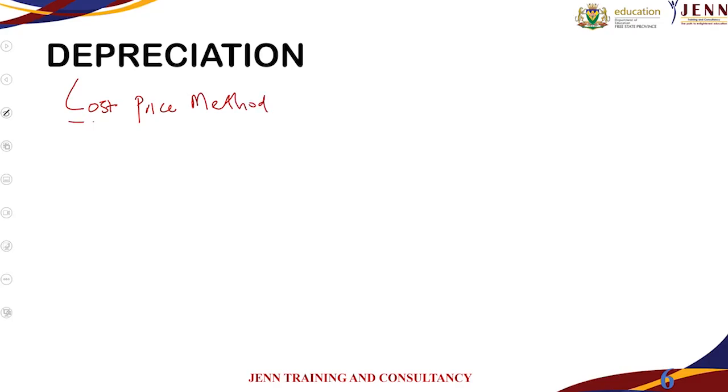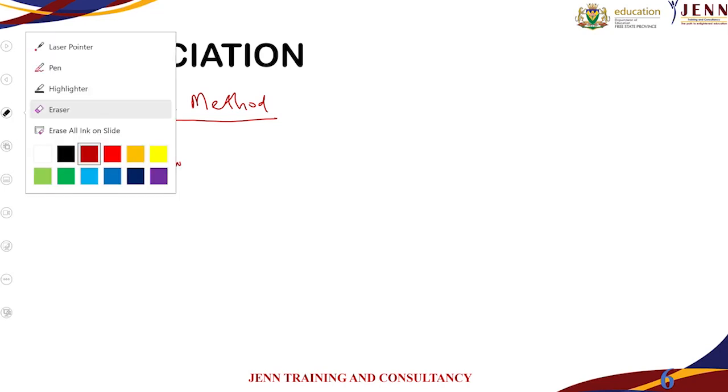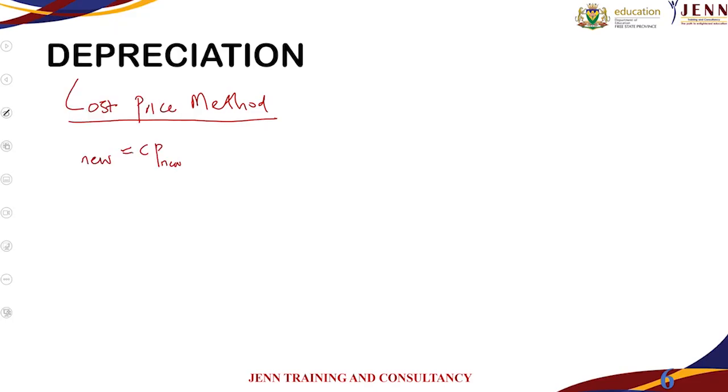Right. Now, this is our cost price method. For the cost price method, we are going to find the cost price for new. That cost price for new, how are we going to get it? We want the depreciation for new. How are we going to find that depreciation for new? We say cost price of new, multiply by rate, and then multiply by time. Now we are going to find the depreciation for sold.